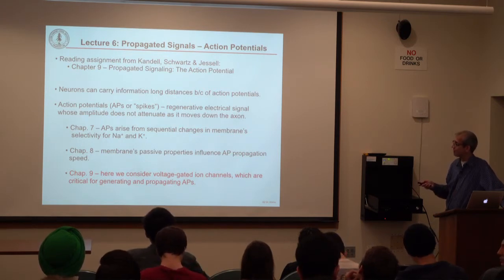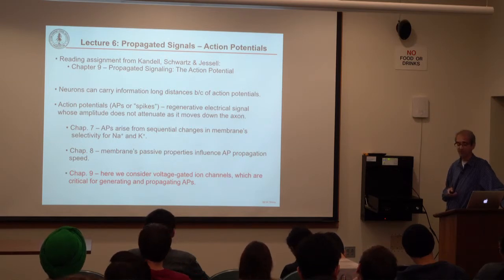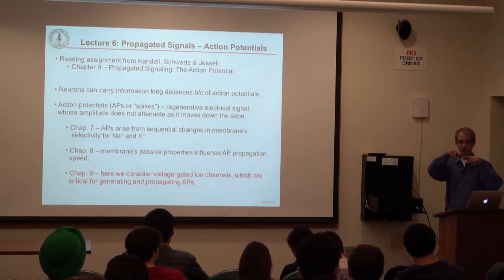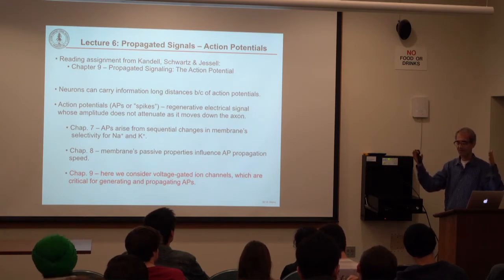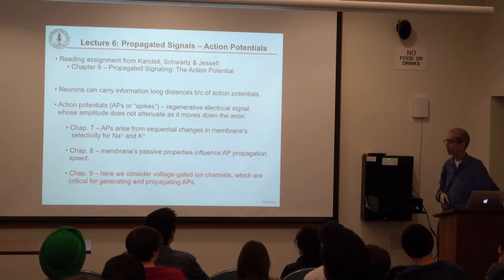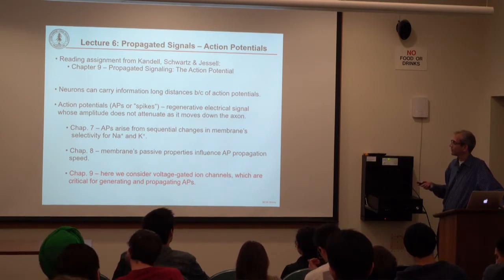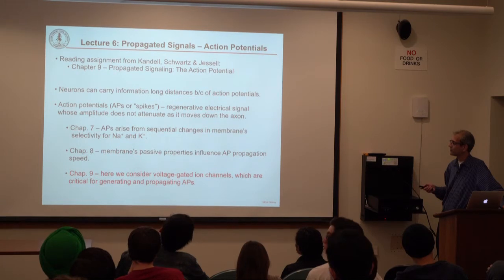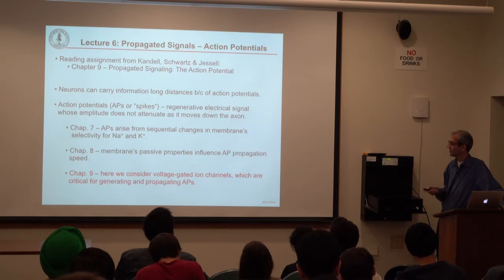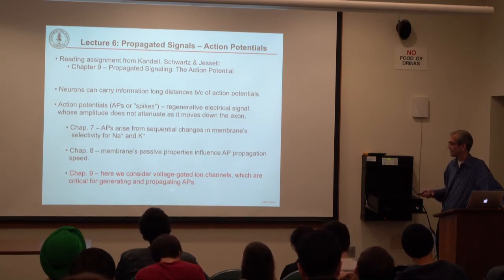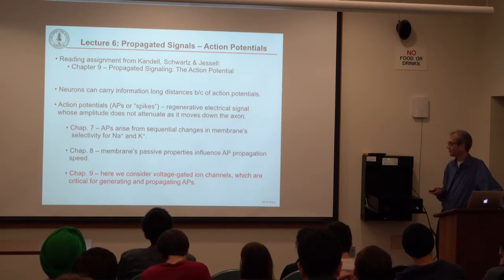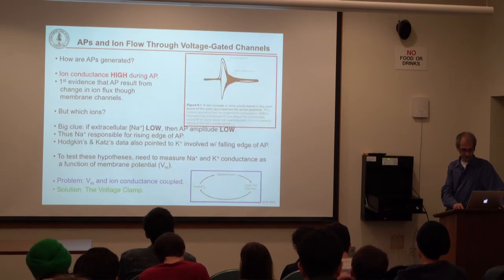Okay? Action potentials, which are also called APs or spikes, are called spikes because they're very sharp deflections. If you look at a time base of, say, a minute, they just look like little vertical deflections on an oscilloscope, a sort of colloquial term. So action potentials are a regenerative electrical signal whose amplitude does not attenuate when it moves down the axon, okay? We have this in place, and now we're going to consider voltage-gated ion channels, these sodium channels we were just talking about, which are critical for generating and propagating these potentials.